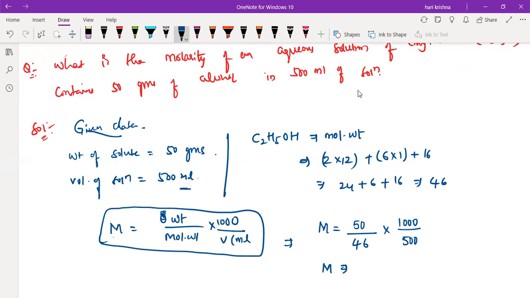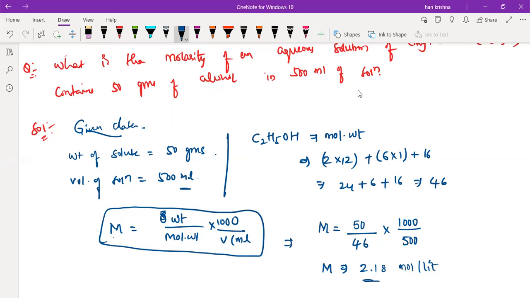Got the answer? Sir, is it approximately 2.18 something? Approximate. Yeah, good. It's 2.18 mole per liter.